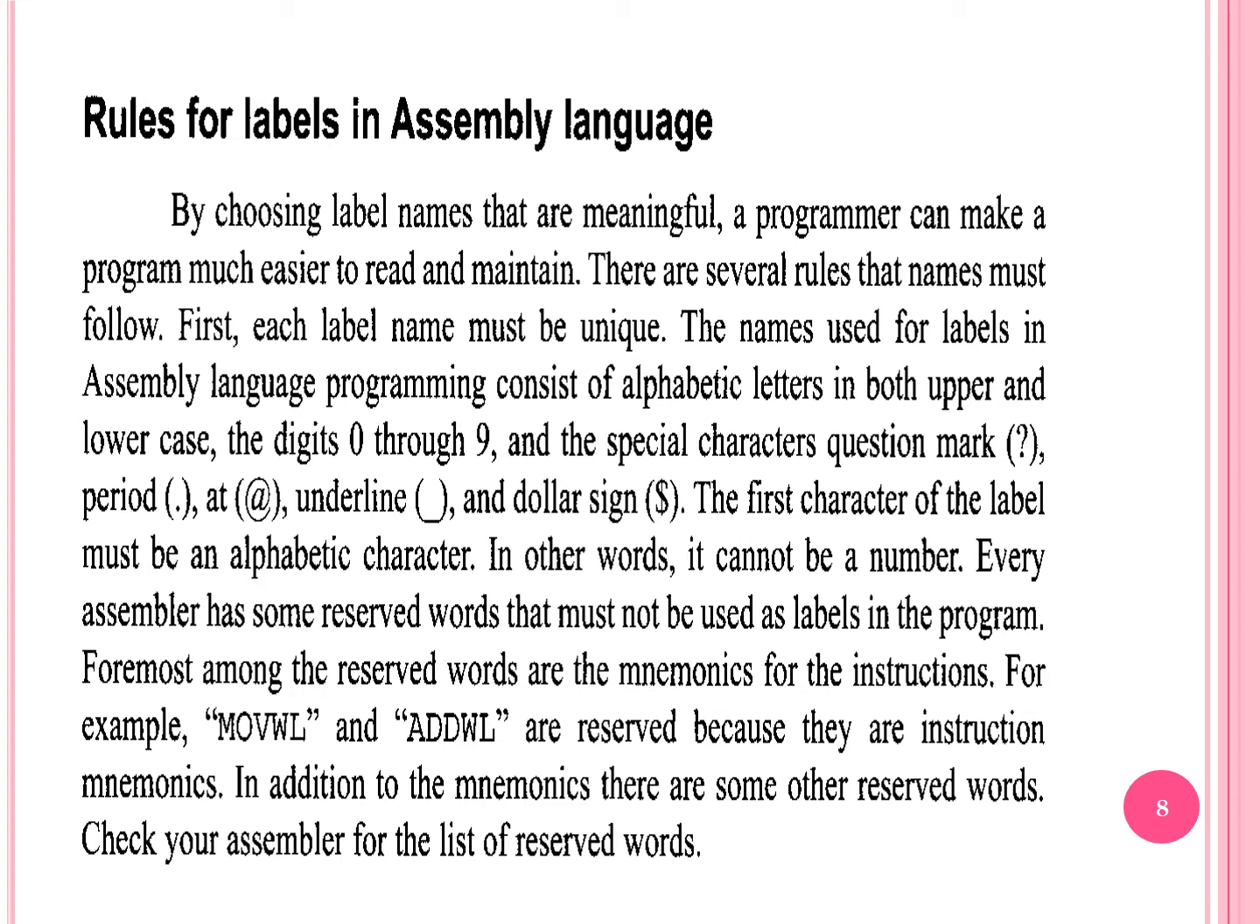There are several rules that names must follow. First, each label must be unique. You can't repeat a label in one program. The names used for labels in assembly language programming consist of alphabetic letters in both upper and lower case, and digits 0 to 9, that is alphanumeric characters, and the special characters question mark, period, that is dot, at the rate, underline, and dollar sign. The first character of the label must be an alphabetic character, compulsory. In other words, it cannot be a number.